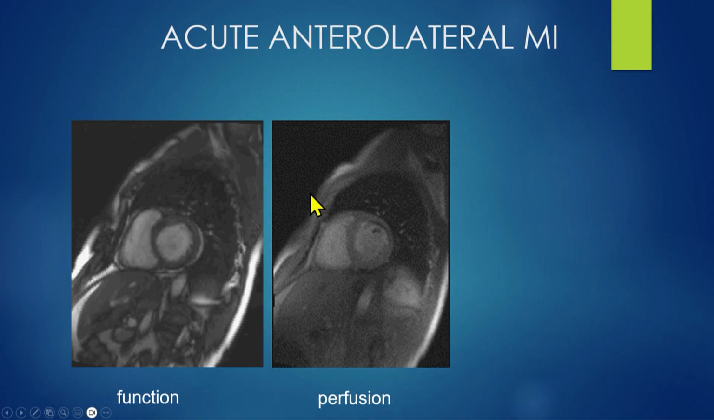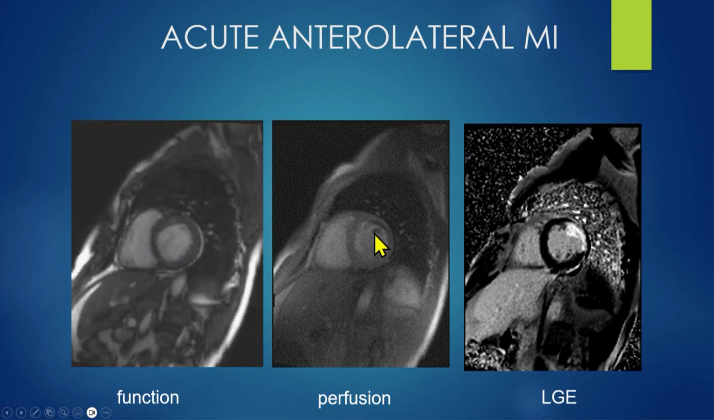Here's just another example of anterolateral ischemia. So functionally, maybe a little weakness up here in the anterolateral. And then perfusion, you can see there's a subendocardial defect in the perfusion. And finally, it's not quite transmural, but there's a subendocardial late gadolinium enhancement most of the way through the wall.